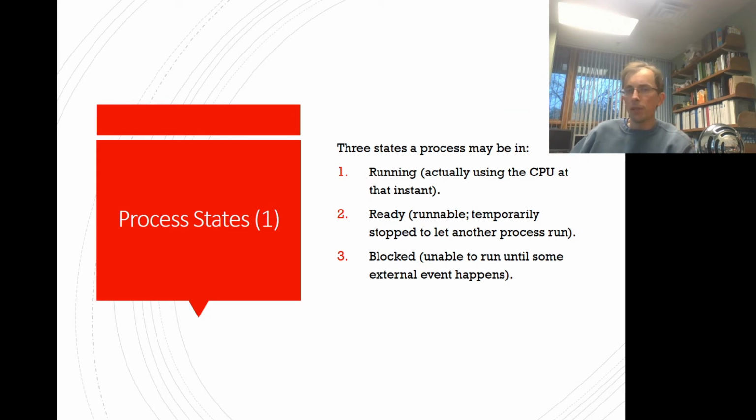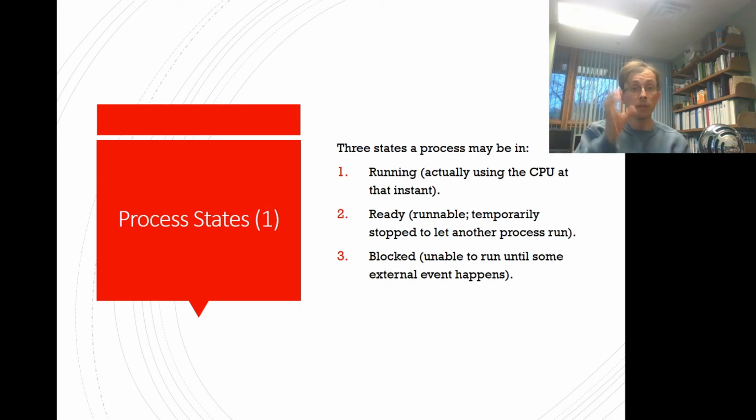So there are three states that a process can basically be in. Running: they're actively using the CPU at that instant. Ready: they are runnable, temporarily stopped to let another process run. And blocked: unable to run until some external event happens.